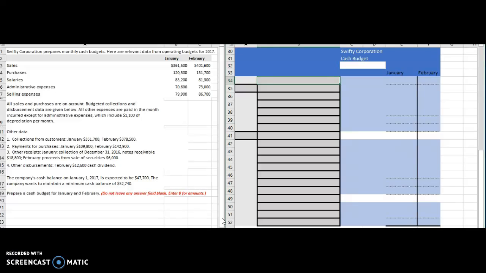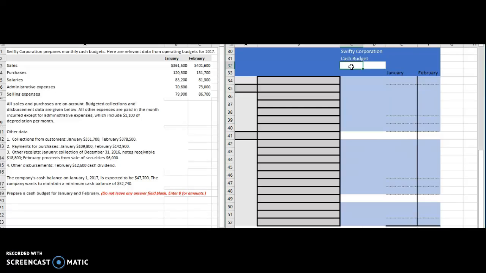It gives us the budgeted collections in that other data section. And they have another note that the company's cash balance on January 1st is expected to be $47,700, and the company wants to maintain a minimum cash balance of $52,740. So let's get right into it and start putting in some values.